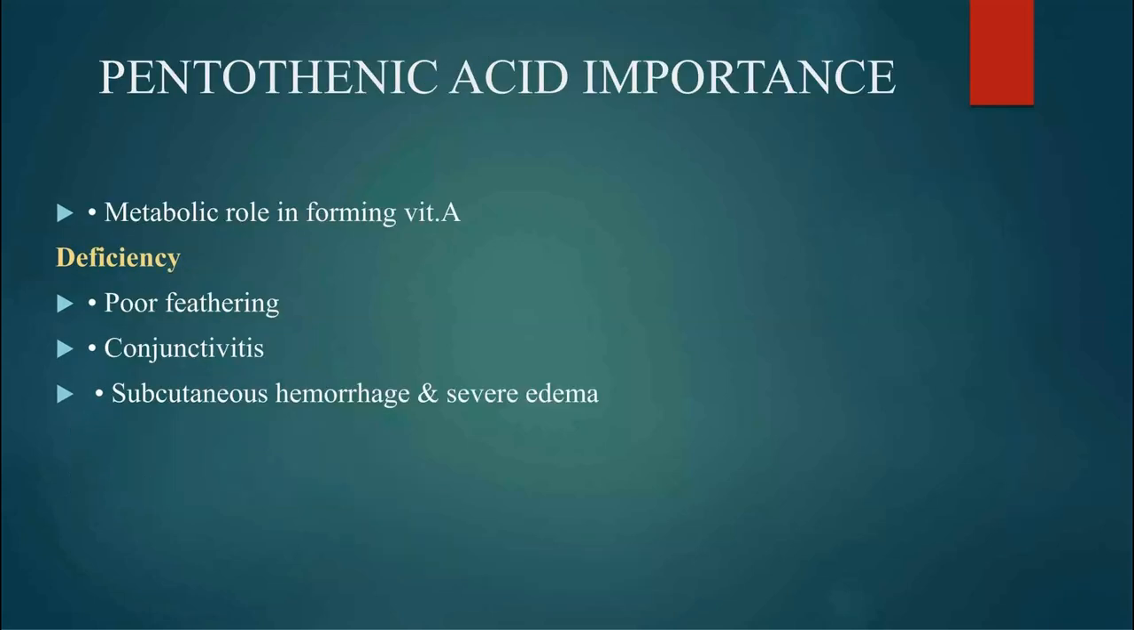Then pantothenic acid importance is its metabolic role with vitamin A. Deficiency causes lots of poor feathers. Then suddenly they will develop conjunctivitis. Then subcutaneous hemorrhages and severe edema may also happen. Poor feeding with naturally grazing may bring back the situation.